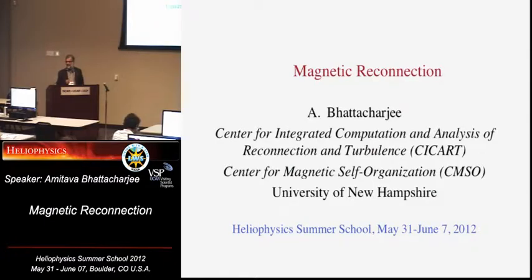The center is now in its second 5-year cycle, and magnetic reconnection is one of its important themes. So the work that I will talk to you about is actually more of a review of the field, but those parts that are somewhat more specialized are the outcome of collaboration of a large number of people in these two centers.